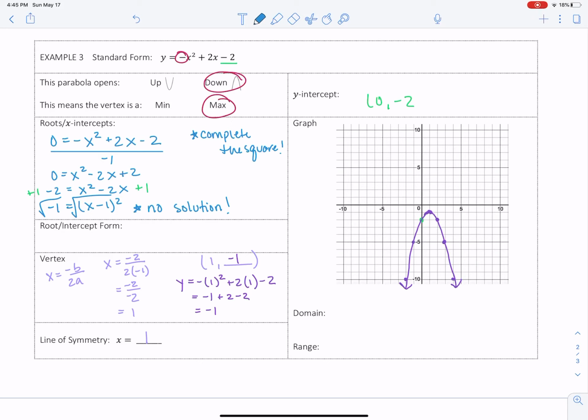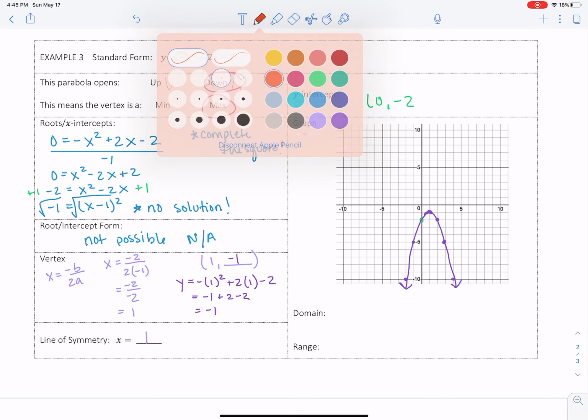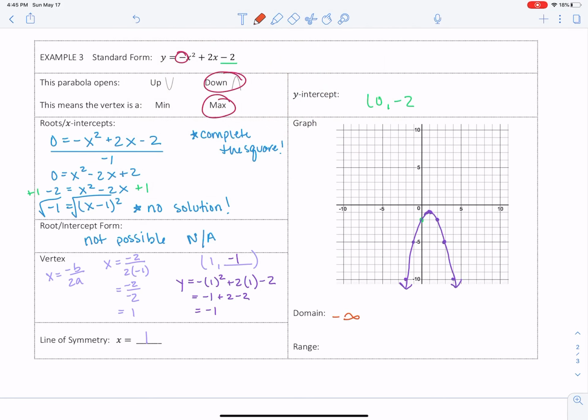No solution there. So this is not possible or not available for our root form. And that's because it doesn't cross the x-axis. So there's no solution for that guy. Let's quickly go ahead and fill in our domain and range though. I bet you already did it because you already know that y has to be less than or equal to negative 1 and your domain is all real numbers.